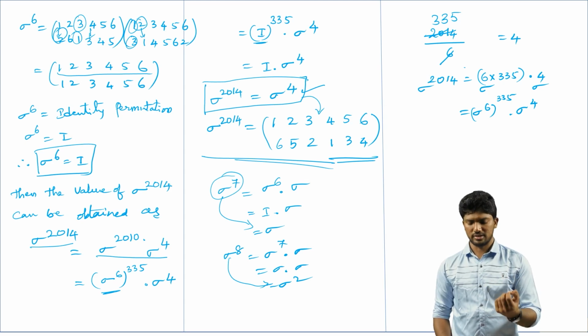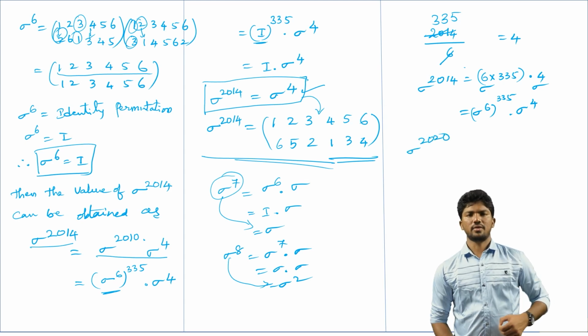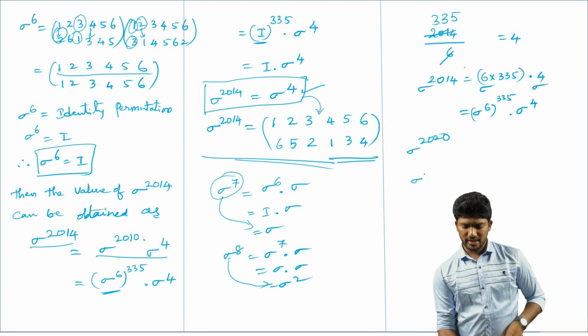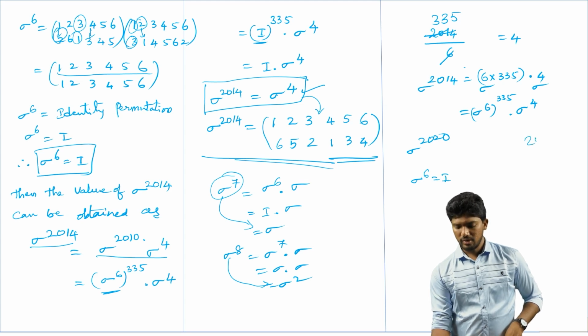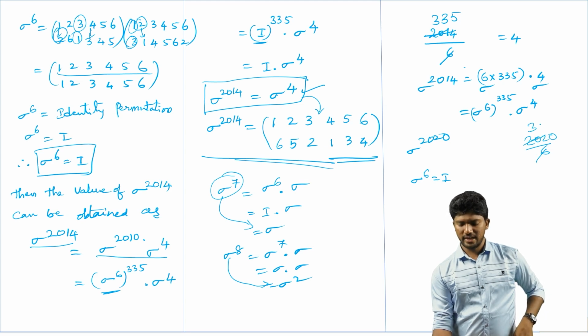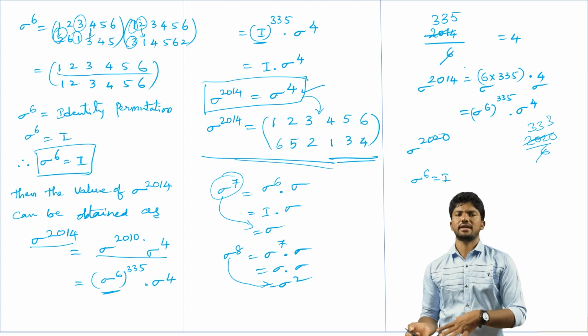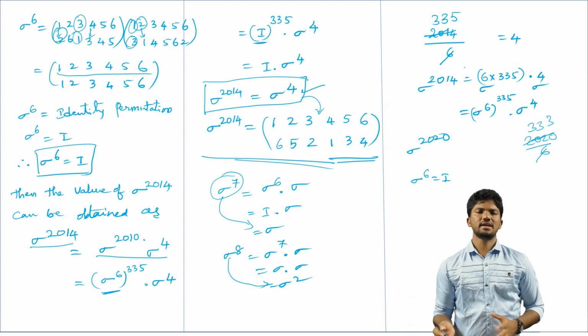For example, in the examination, if they ask for sigma power 2020, again the same approach: if you get sigma power 6 is equal to I, then you have to divide 2020 by 6. 6 ones are 6, 6 threes are 18, again 6 threes are 18, and again 6 threes are 18. In this format, the remaining value you take as the remainder, and to that remainder you apply the sigma.